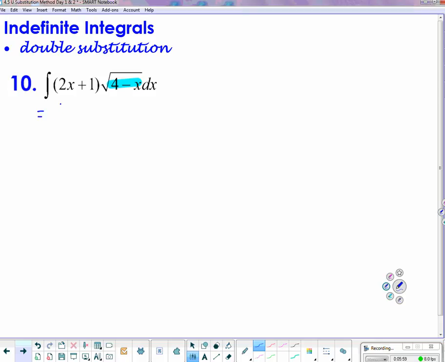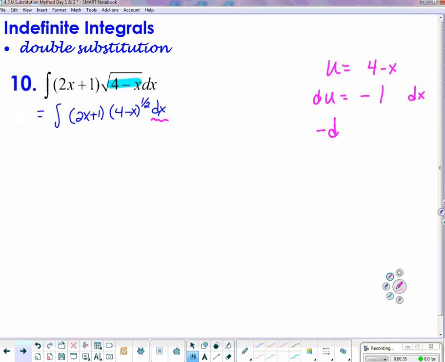So I know that this is equivalent to saying I have 2x plus 1, 4 minus x to the 1/2 dx. Okay, let's go over and do a little u sub. And my u will equal 4 minus x. Therefore, du dx, I'm going to multiply by dx, will give me a negative. This would be 0 for the 4, and then the derivative of negative x will be negative 1 dx. I just need to replace dx, so I'm going to call this a negative du equivalent to a dx.